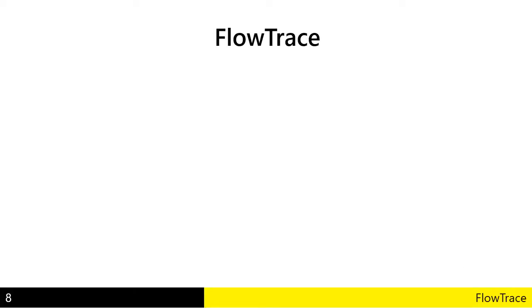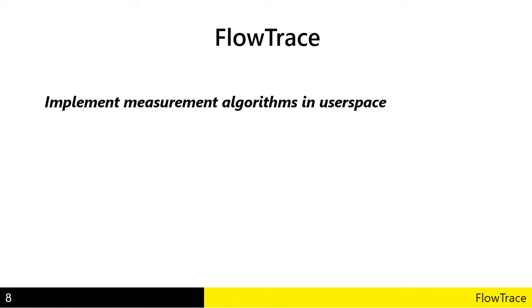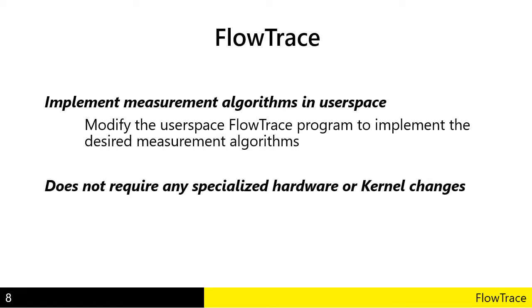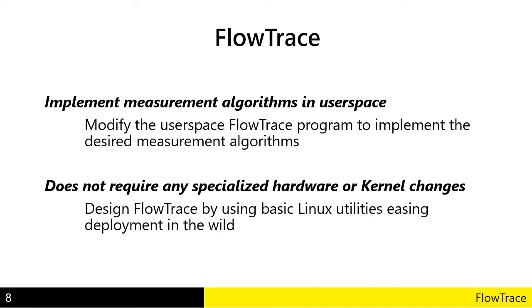So first of all, I would like to highlight some of the design goals we had for the FlowTrace framework. First of all, we would like to be able to implement any kind of measurement algorithm we want using FlowTrace. By implementing FlowTrace as a user space program, we can do so by just modifying it and implementing the desired measurement algorithm. Secondly, we would like to not have any kind of specialized hardware requirement or kernel patch for the FlowTrace program. Instead, we would like to design FlowTrace by using basic Linux utilities, which may come with any version of Linux, thereby easing the deployment of FlowTrace in the wild.